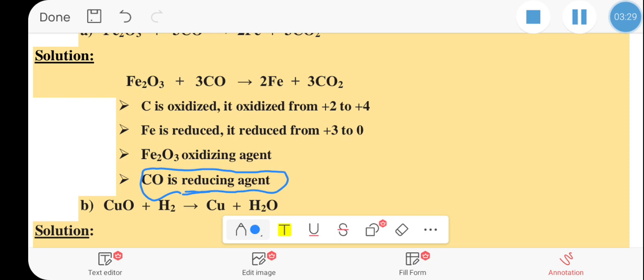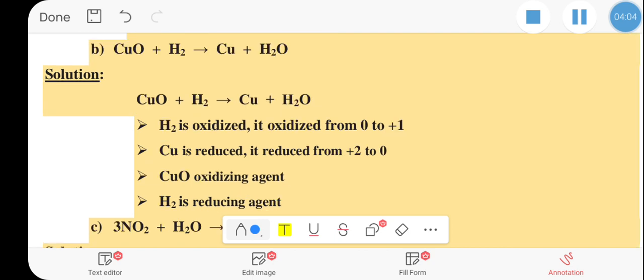Carbon is oxidized from plus 2 to plus 4 and it is reducing agent because iron is reduced from plus 3 to 0. Therefore, the substance that reduced is oxidizing agent. That means iron oxide is oxidizing agent. The substance that oxidized is reducing agent. Carbon monoxide is reducing agent because carbon is oxidized from plus 2 to plus 4.